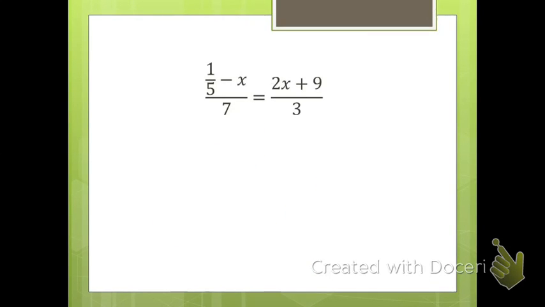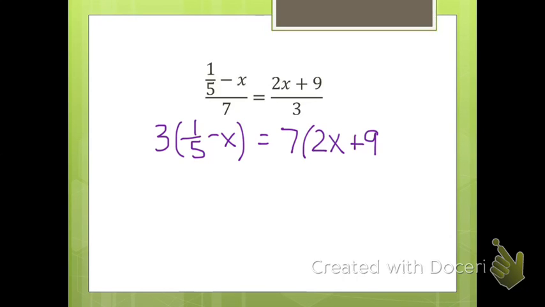Okay, our next example looks a little bit more complicated, probably because of this fraction here, the 1/5. But we're going to solve it exactly the same way. So I'm going to start by setting the cross products equal. So I'm going to have that 3 times (1/5 minus x) is equal to 7 times (2x plus 9). Okay, and that's not magic, that's just a shortcut. It just cuts a couple steps out of the solving process, as we saw in that very first opening example.